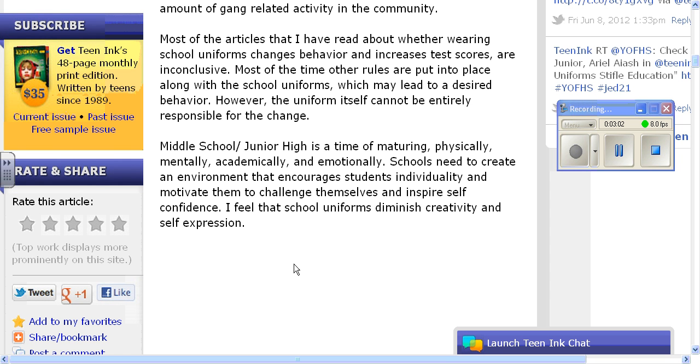So here in the conclusion, he comes back around to his strongest points about the individuality of middle school students and how they need to have a safe environment to be able to express themselves, and he restates his opinion. Sometimes we feel that this portion of the essay sounds redundant, but in this paragraph, the author has really driven home his central argument about why school uniforms are not a good thing.